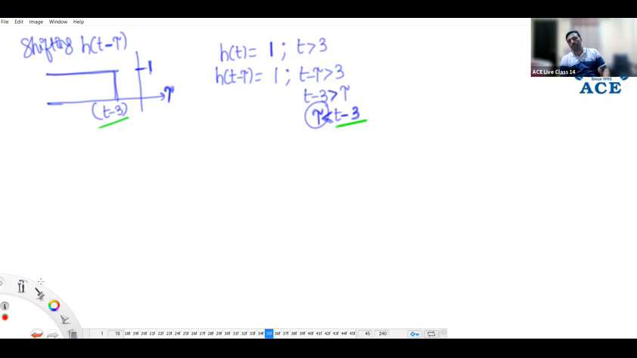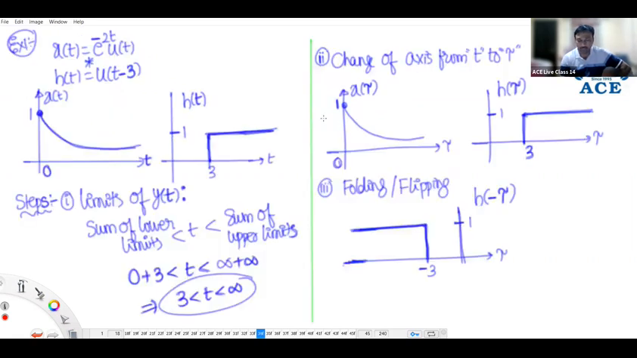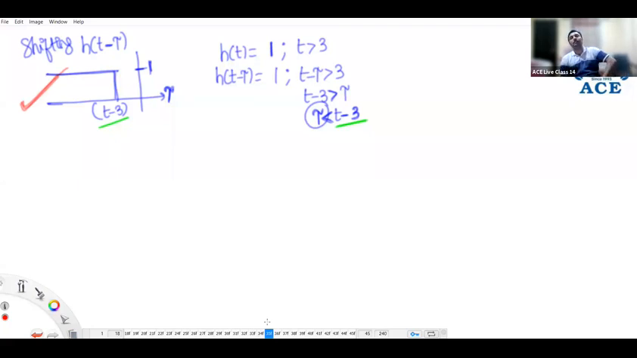Folding is over, shifting is over. What is the next step? Folding is done, shifting is done. Next step is multiplication. Which signals do we want to multiply? h of t minus tau and x of tau. These two signals we have to multiply.